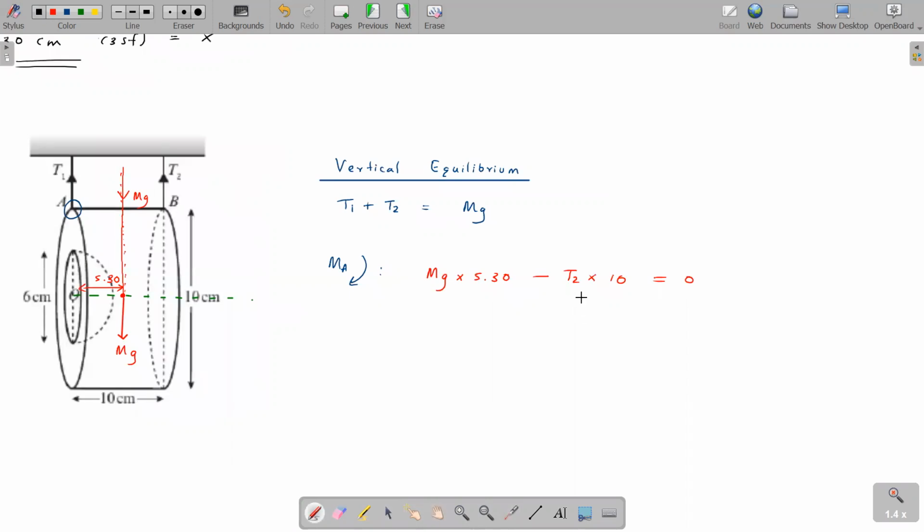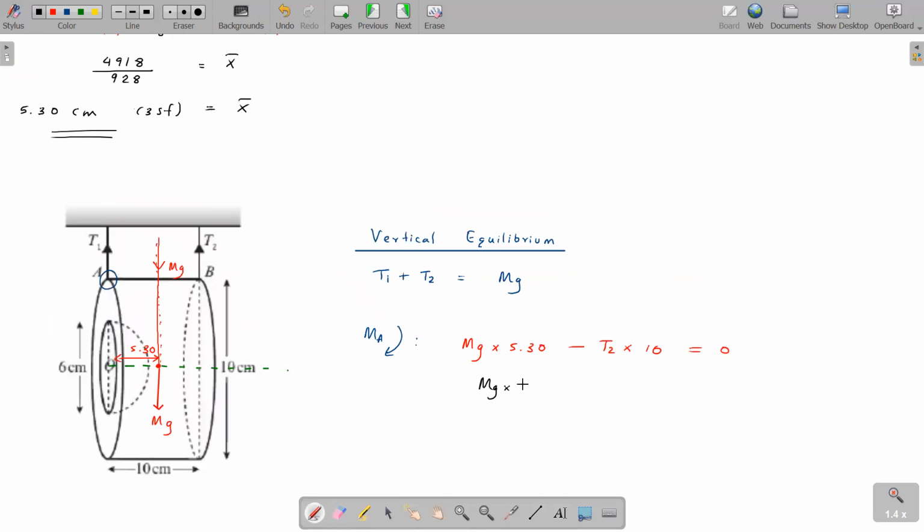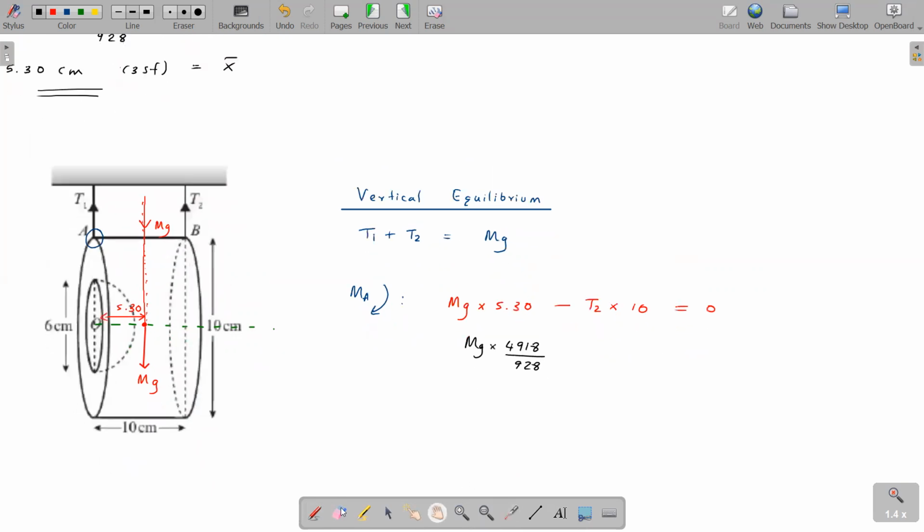Let's make T2 the subject. So mg into 5.30. Shall we use the exact figure? mg into 5.30 was 4918 over 928. Let's go for 3SF afterwards, otherwise we are doing 3SF and another 3SF, so it rounds off a lot. So this is 10T2. Now we have to get the mass, and then divide and input the 10 here. So how do we get the mass?